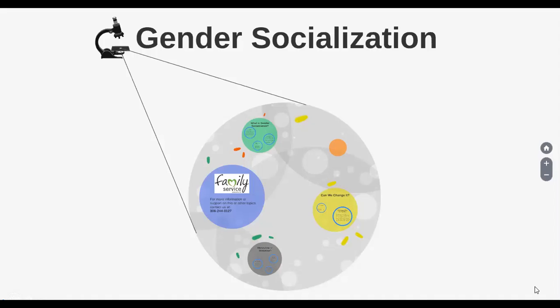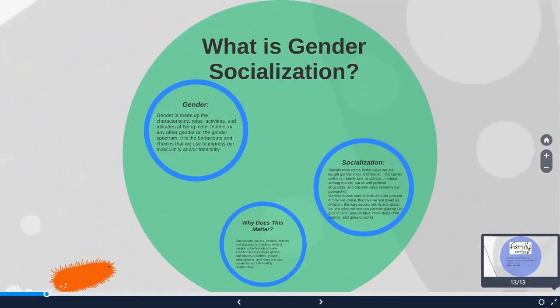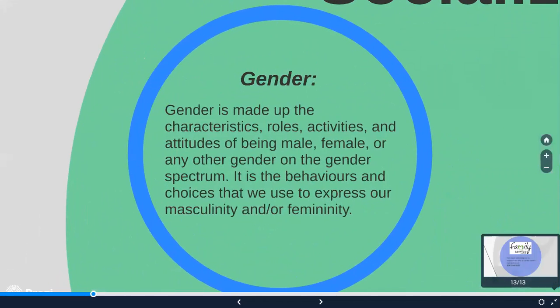So let's jump into gender socialization and break down what it is. I'm going to do this by breaking up gender and socialization into the two different pieces. So gender is made up of all the characteristics, roles, activities, and attitudes of being male, female, or any other gender on the gender spectrum. Generally speaking, it is behaviors and choices that we use to express our masculinity or femininity.